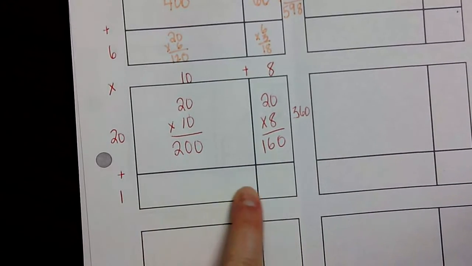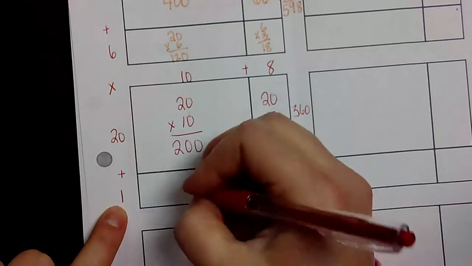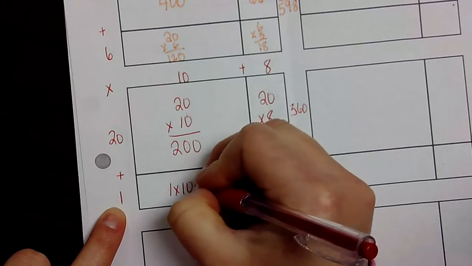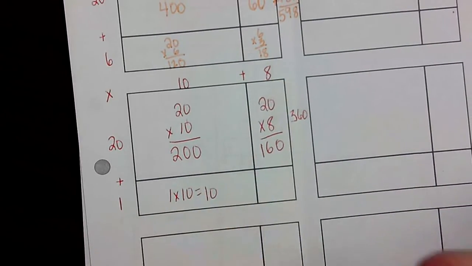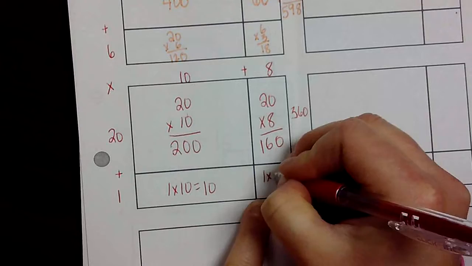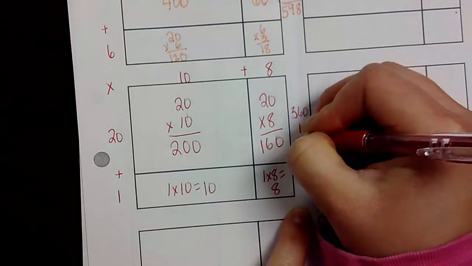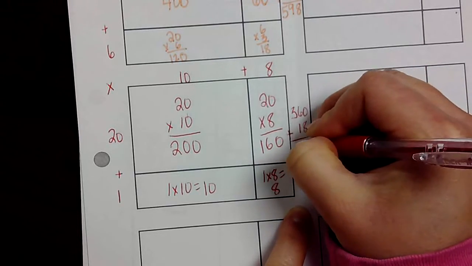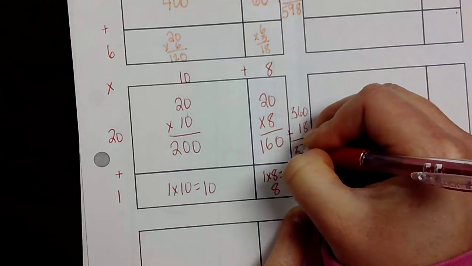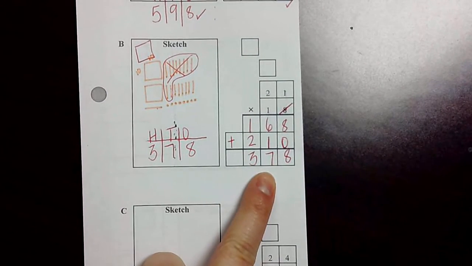And then this row belongs to the 1. So I'm going to do 1 times the tens place. So 1 times 10 is 10. I'm going to do 1 times my ones place. So 1 times 8 equals 8. And 10 plus 8 is 18. Add my partial products. 0 plus 8 is 8. 6 plus 1 is 7. And 3 plus nothing is 3. So 378, just like I got here.